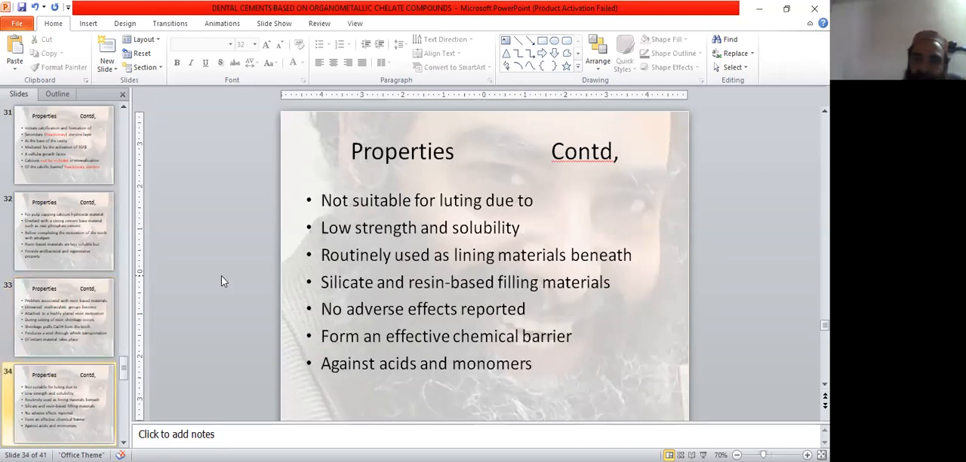Now, it is not suitable for luting due to its low strength and solubility, but is routinely used as a lining material beneath silicate and resin-based filling material. No adverse effects reported. It forms an effective chemical barrier against acids and monomers, because monomers are always present in methacrylate-based materials.